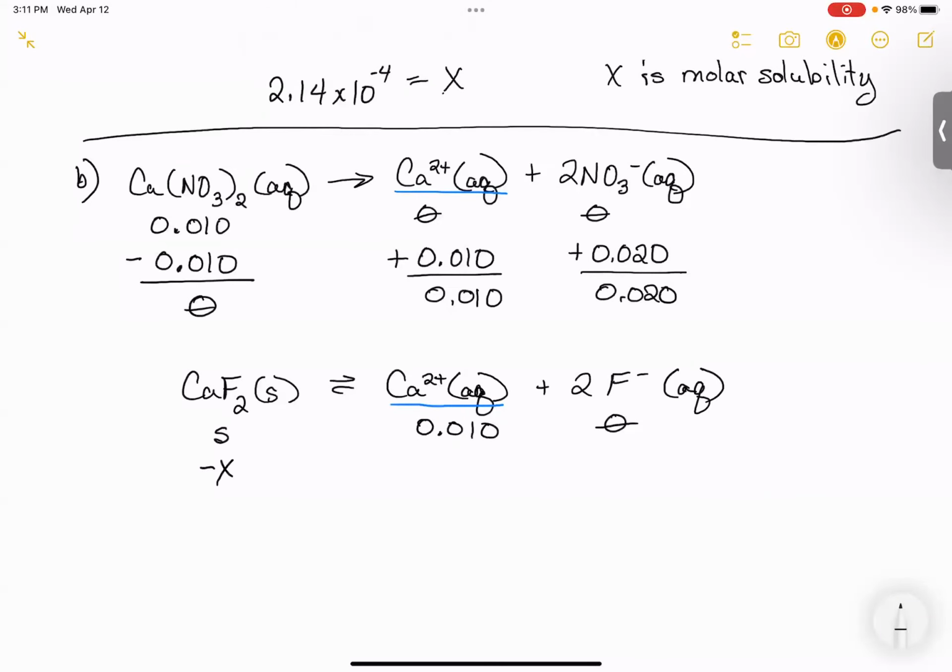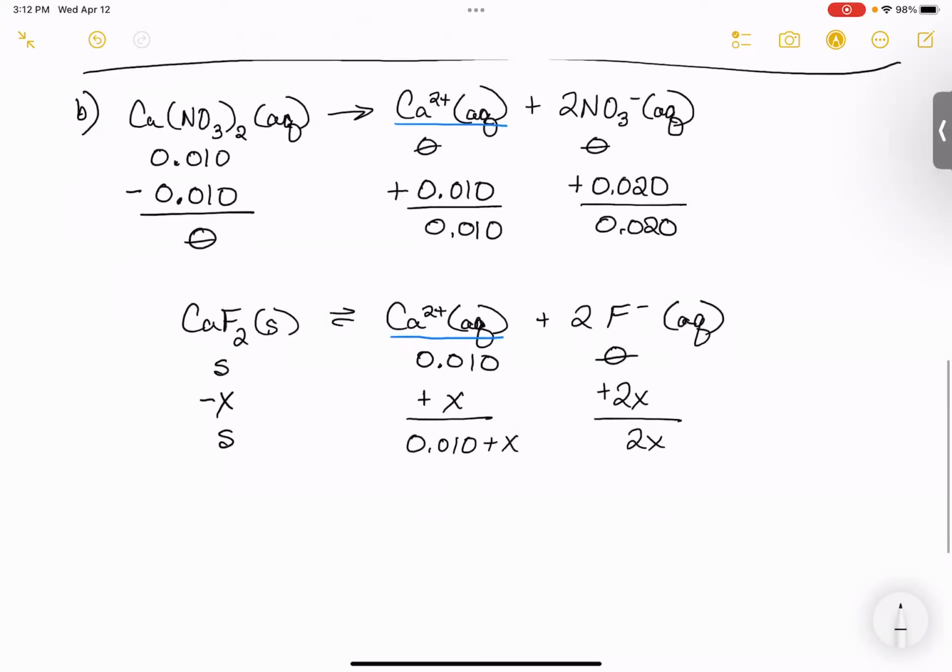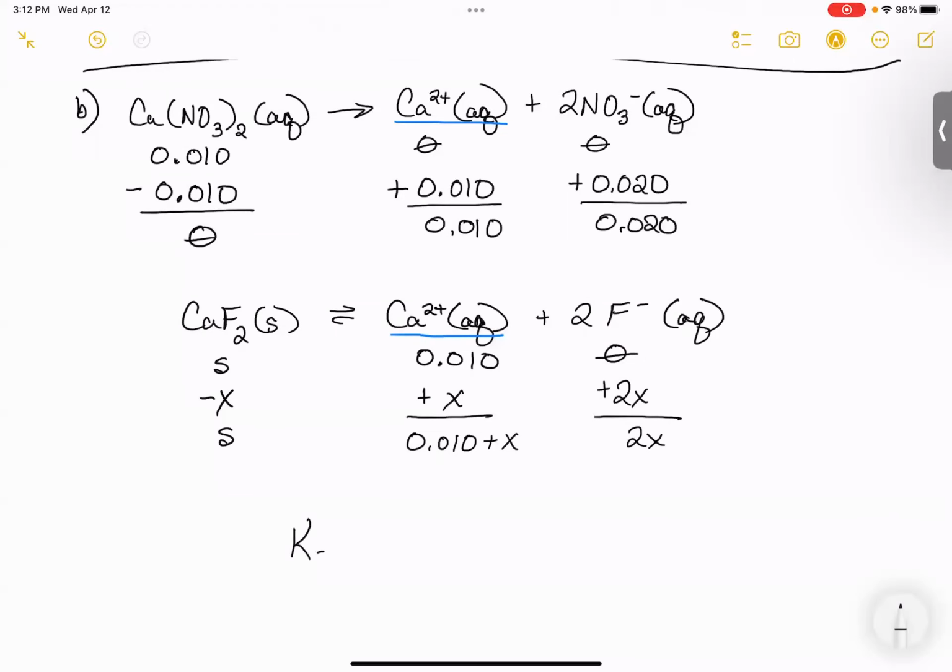For every calcium fluoride you lose, you will gain 1 calcium and you will gain 2 fluorides. So that at equilibrium, we still have solid calcium fluoride, but we're going to have 0.010 plus X of our calcium, and we're going to have 2X of the fluoride. Now, if you'll recall, our equilibrium expression based off of the reaction was that the KSP is equal to the calcium concentration times the fluoride concentration squared.